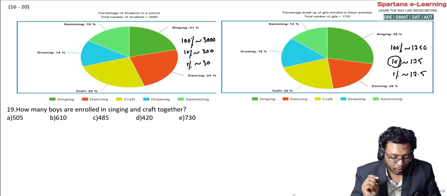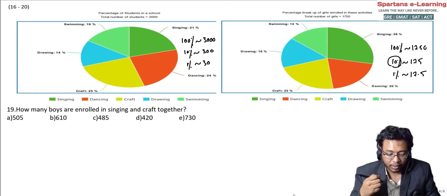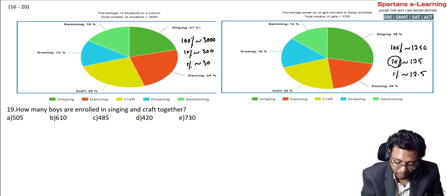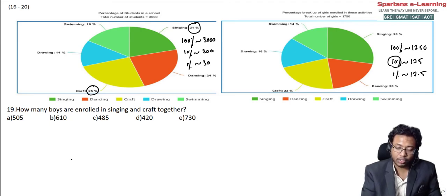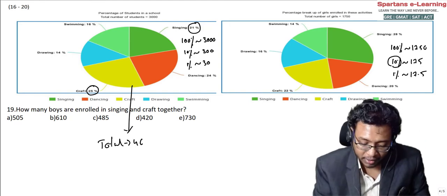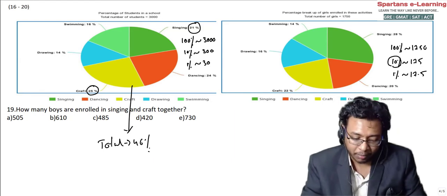Now the fourth question: how many boys are enrolled in singing and crafting together? Singing and crafting. What is singing here? It is 21, and it is 25%. If I take the total strength here, it will be 46%, right? Total strength will be 46%.